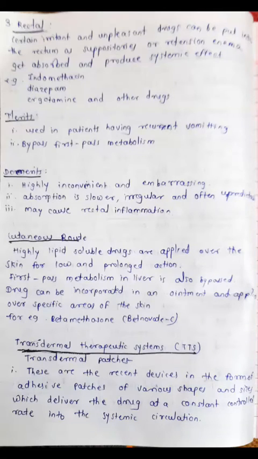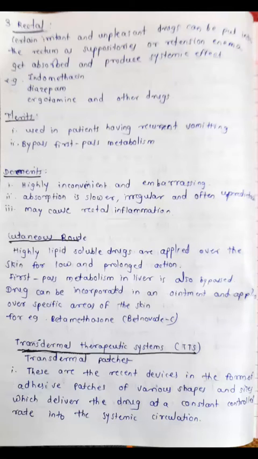Cutaneous route: highly lipid soluble drugs are applied over the skin for slow and prolonged action. First pass metabolism in the liver is also bypassed. Here also first pass metabolism is bypassed. Only in the oral route there was first pass metabolism. Drug can be incorporated in an ointment and applied over specific areas of the skin. Then give an example: betamethasone.